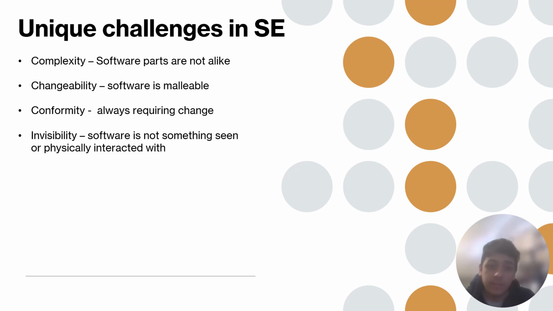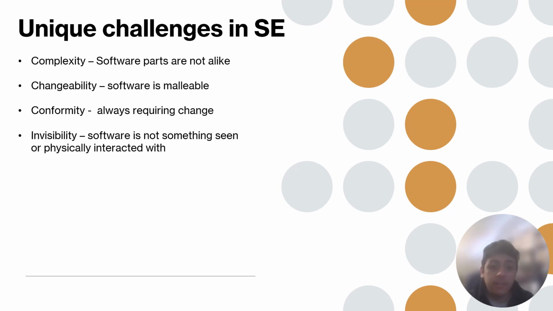Next, we have changeability. So unlike physical systems, software is highly malleable. While this allows for flexibility, it also means that continuous updates, modifications, and bug fixes can introduce new issues and require constant work or reworks. Next, we have conformity. So software always needs to evolve to meet changing requirements, user demands, and technological advancements. So this need for continuous adaptation can create challenges in maintaining stability while integrating new features.